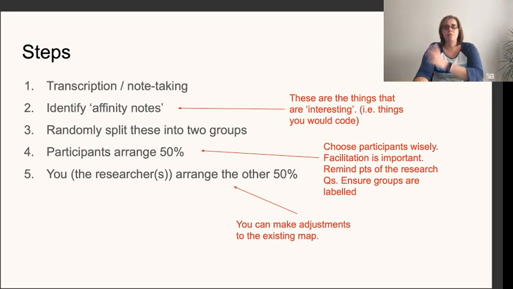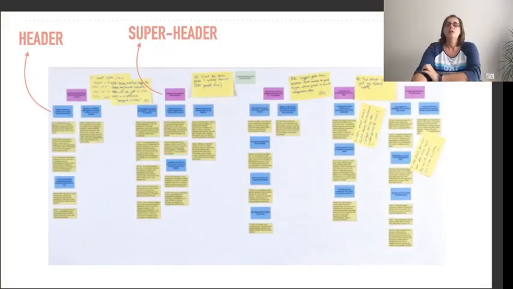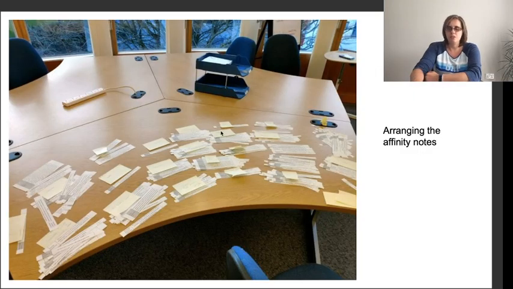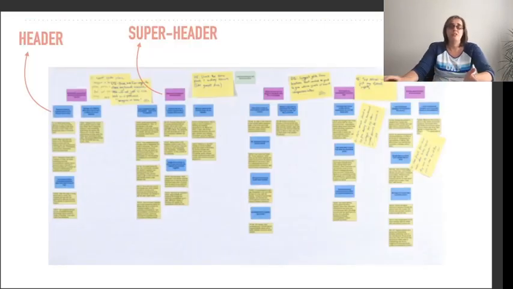And then I'll come along, I can make adjustments to the existing map based on the new information that's coming in. So we end up with a structure that looks like this, where we have a super header, which is like my main topics, and then I have categories underneath, and then codes. So what you might see is this purple one is my theme, the blue ones are my categories, and the yellow ones are the code, if you were mapping it to a thematic analysis.